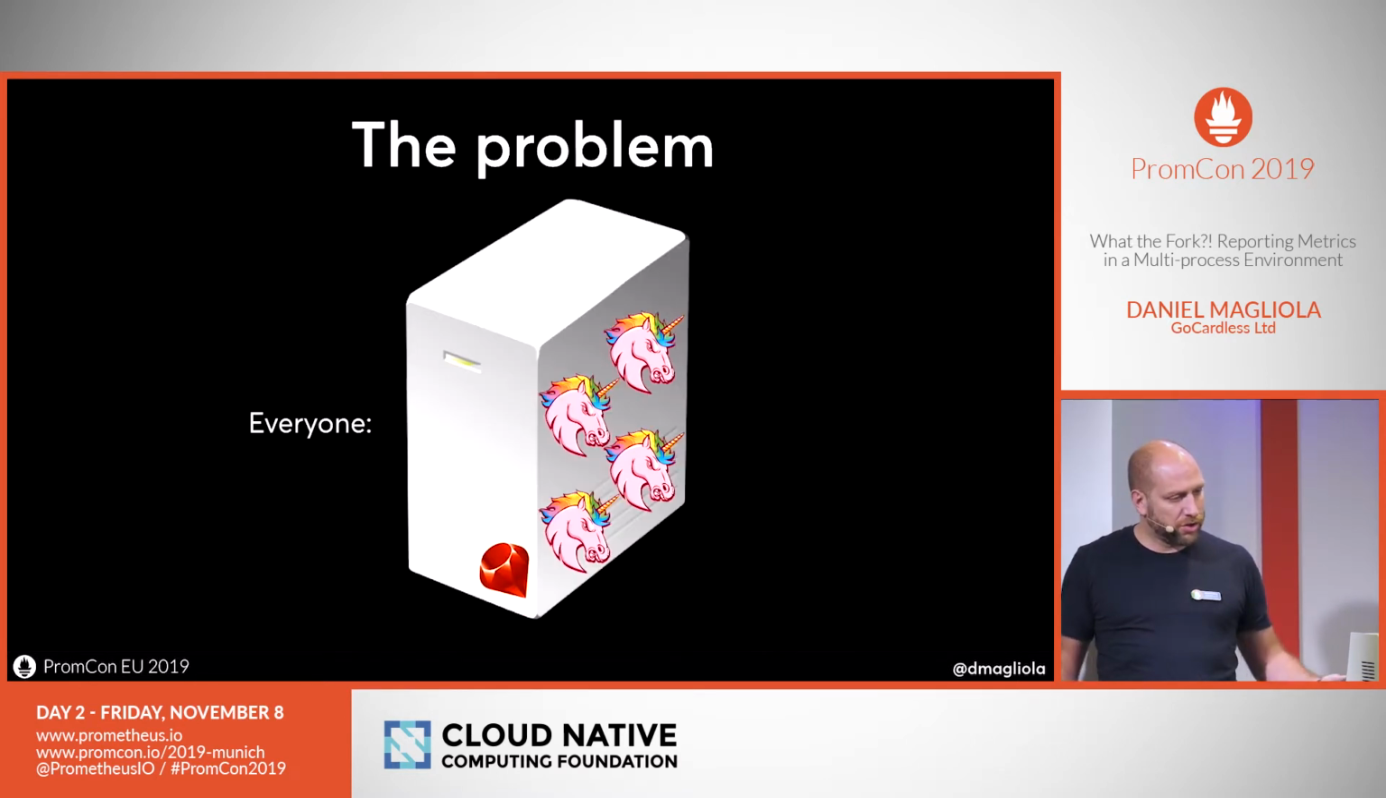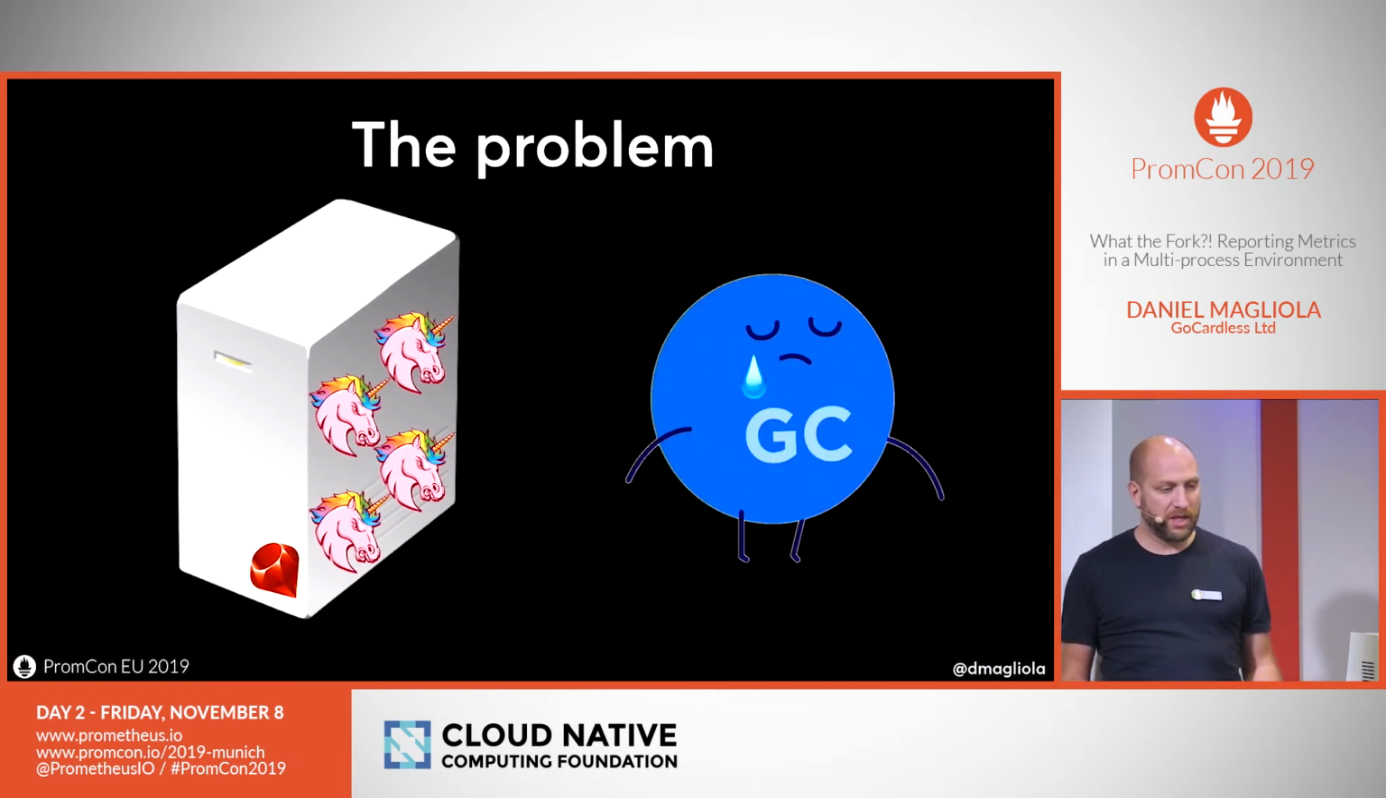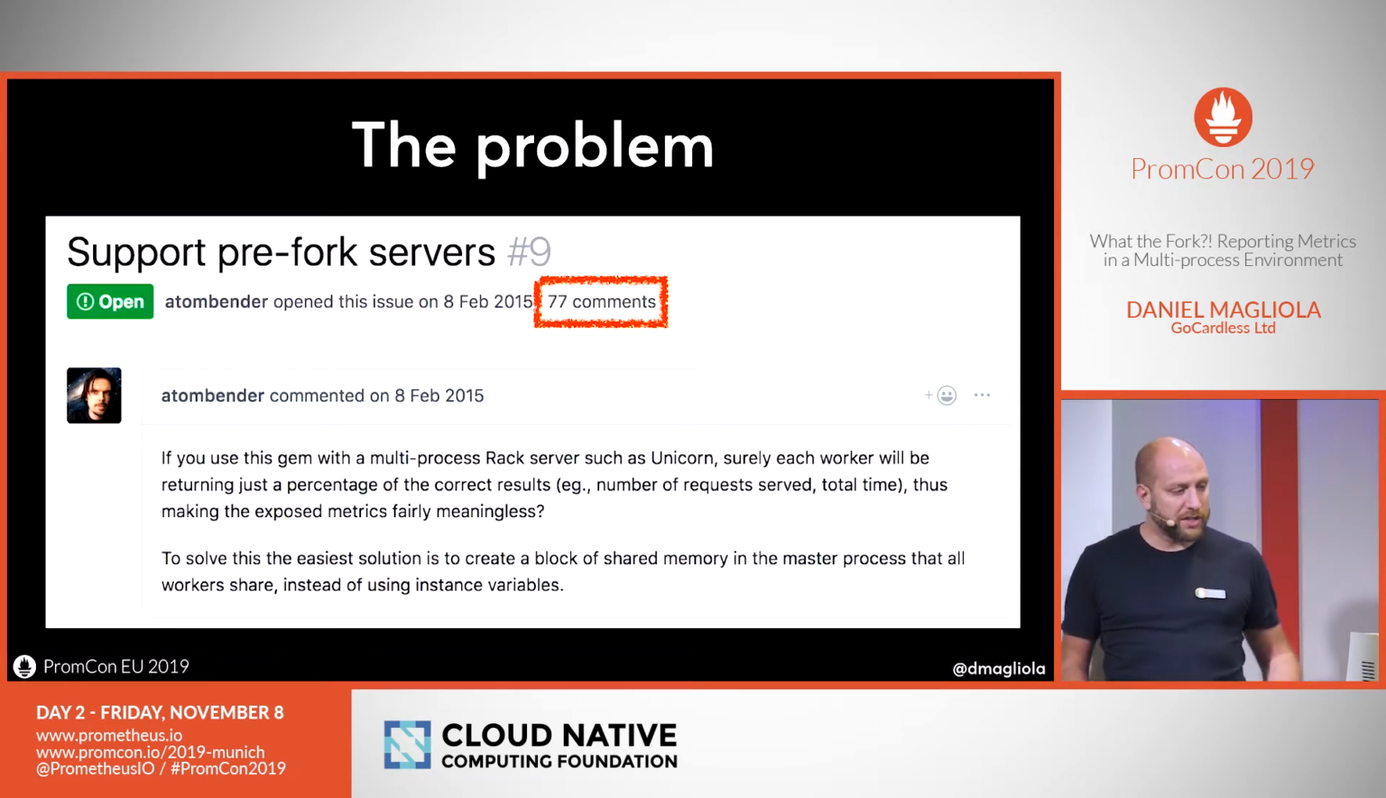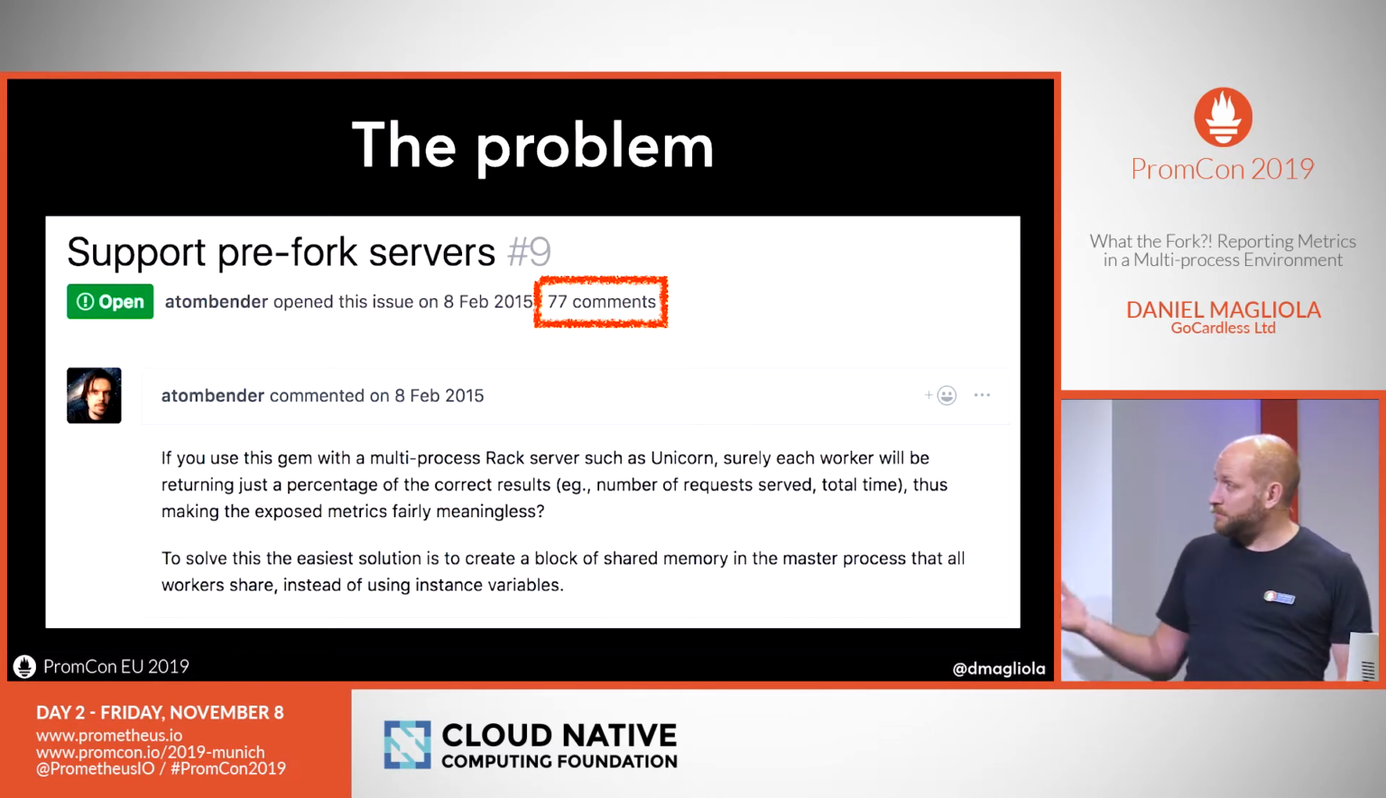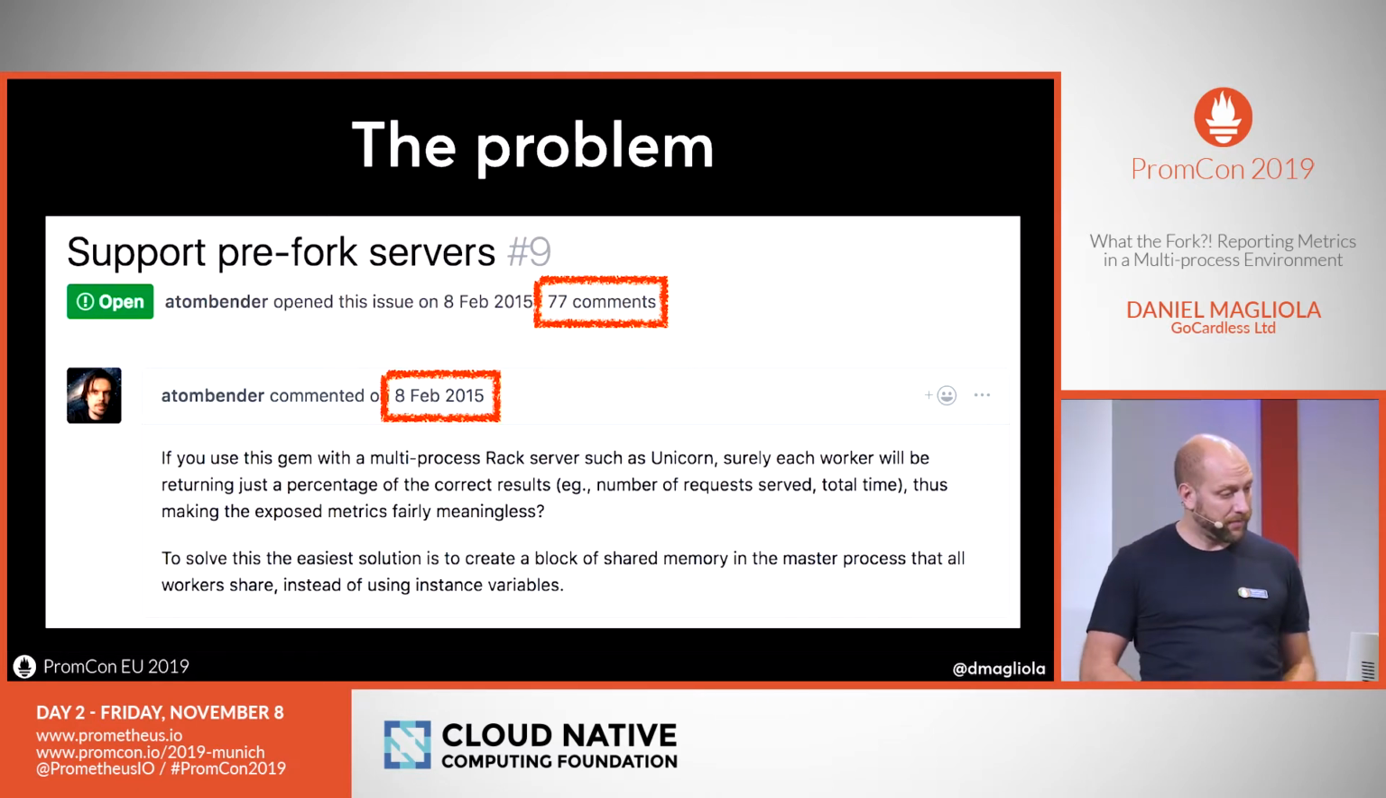So a huge chunk of Ruby web applications are running prefork servers in production. And the Prometheus Ruby client doesn't really support this cross-process aggregation, which means most people that are running Ruby in production can't use Prometheus. And this included us. So we wanted to do something about it. And it wasn't just us. This has been the case for quite some people for a pretty long time.